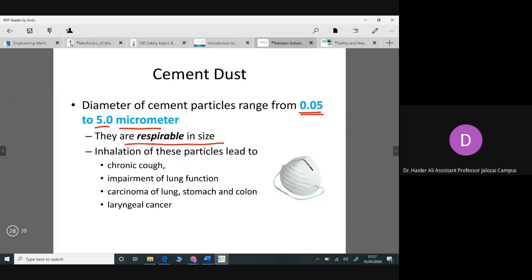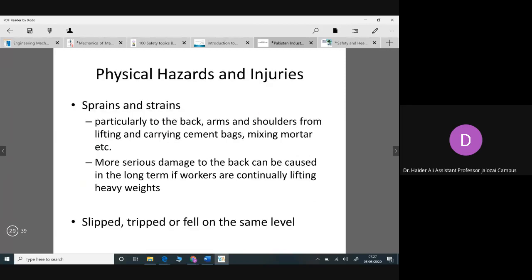So when you inhale them, that can lead to chronic cough, impairment of lung function, carcinoma of the lung, that's lung cancer, stomach and colon cancer, or it can lead to laryngeal cancer. So again, these are just some example industries from Pakistan and the associated hazards that are present there, and the levels of risk associated with those industries.